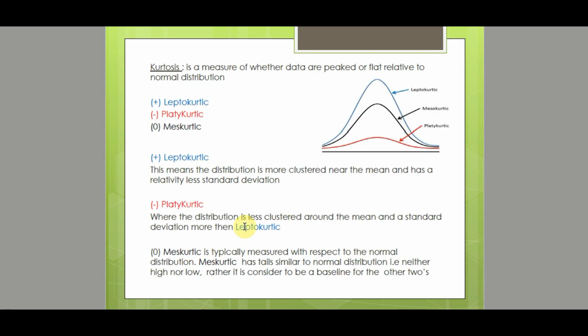Kurtosis is a measure of whether data are peaked or flat relative to normal distribution. It is divided into three types. Leptokurtic, this means the distribution is more clustered near the mean and has relatively less standard deviation. Platykurtic, where the distribution is less clustered around the mean and has a standard deviation more than leptokurtic. Mesokurtic is typically measured with respect to the normal distribution. Mesokurtic has tails similar to normal distribution, that is neither high nor low. Rather, it is considered to be the baseline for the other two.